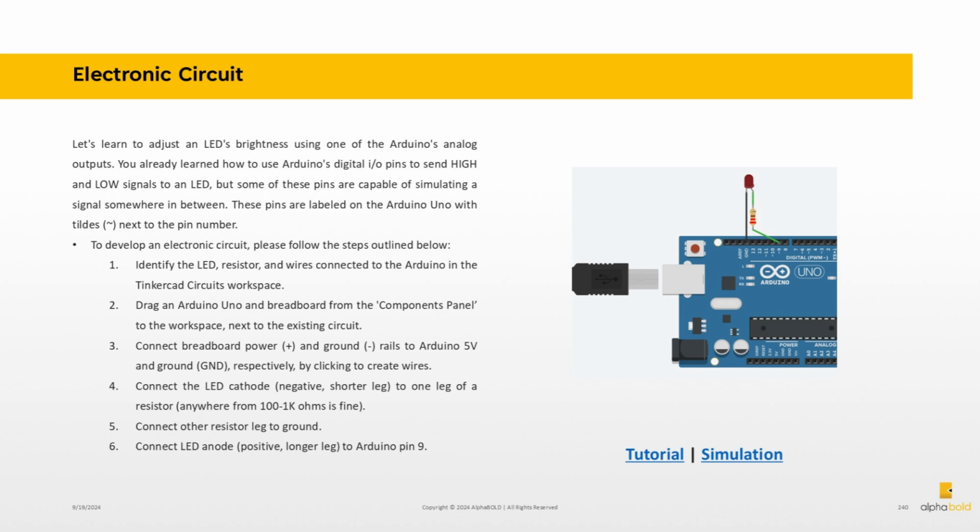Connect the LED cathode, negative, shorter leg, to one leg of a resistor. Anywhere from 100 to 1K ohms is fine. Connect the other resistor leg to ground. Connect the LED anode, positive, longer leg, to Arduino pin 9.